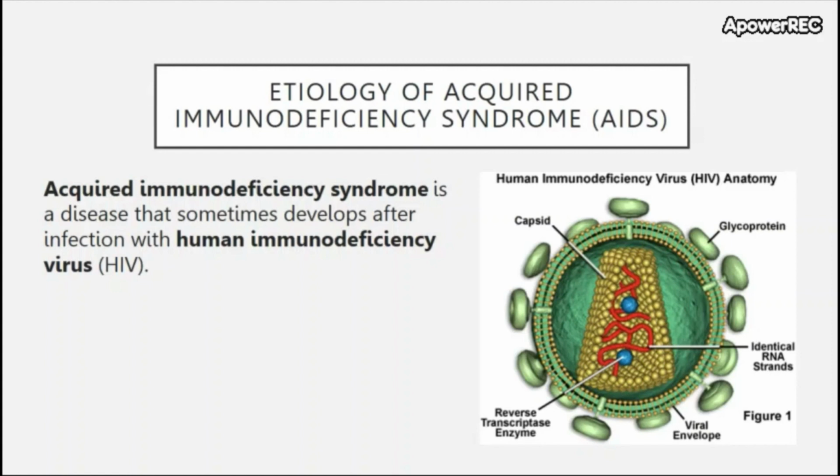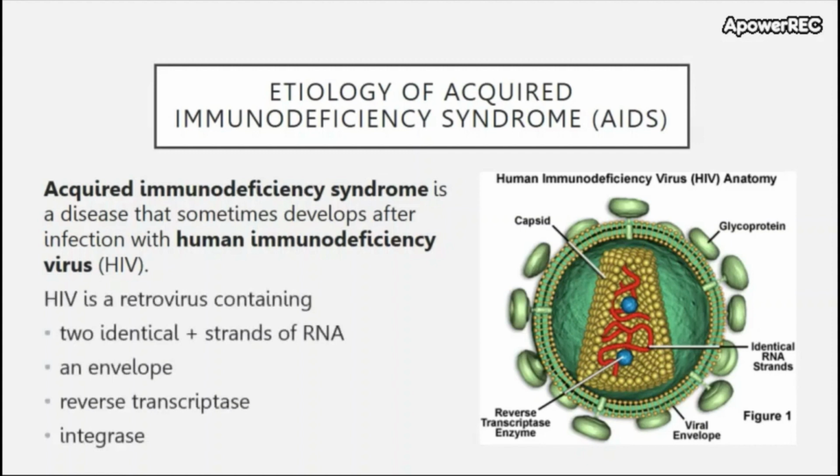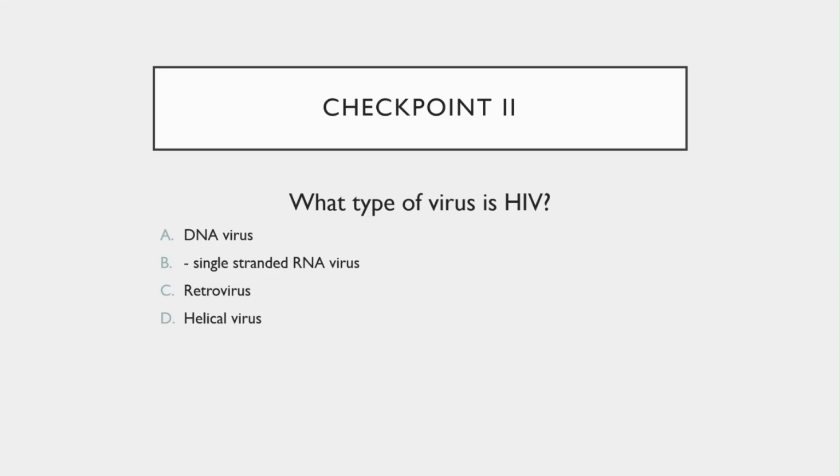You need to be aware of certain traits of HIV. First, HIV is a retrovirus, so therefore it contains RNA as its genome. It has 2 identical plus strands, or sense strands, of RNA. Checkpoint 2. What type of virus is HIV?